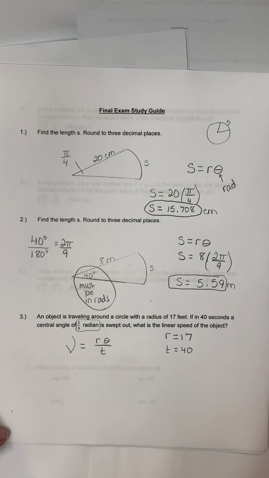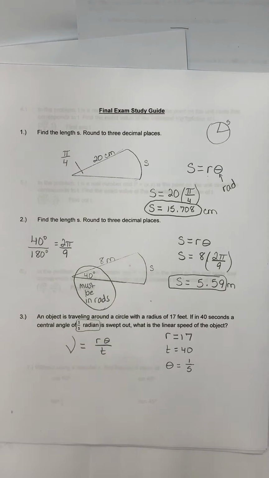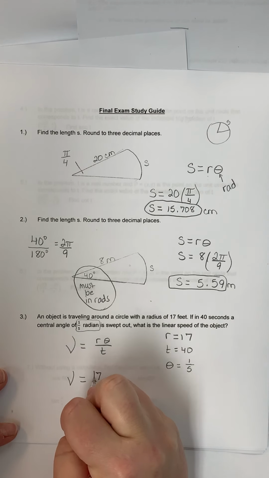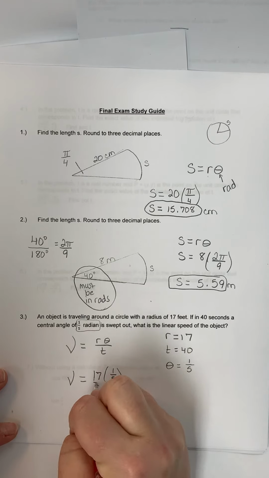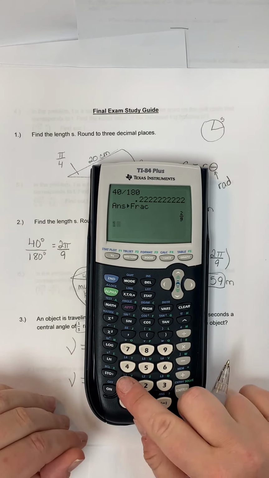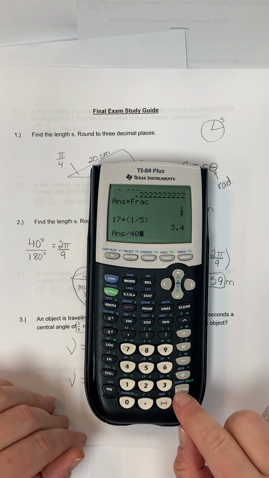So if you recall with that, we take that as our theta, 1/5 radian. We do not put in a pi, we do not change it, we simply take it as 1/5. That is our theta, okay? And so now we are just filling in what we have. Okay, just like that. 17 times 1/5 divided by 40. All right, let's put that in our calculator. I'm going to have 17 times, I'm going to put 1/5 in parentheses and hit enter, divided by 40.